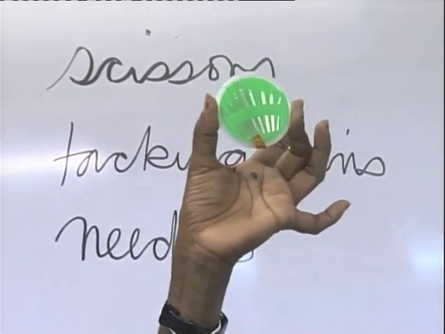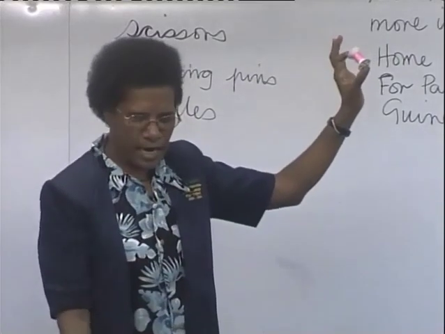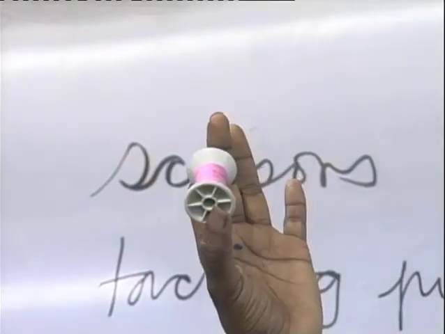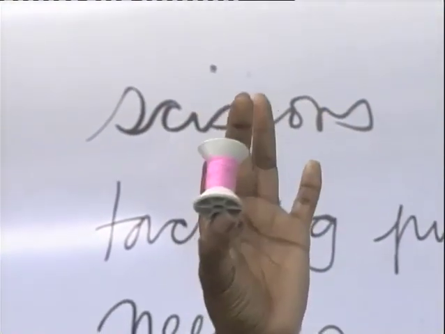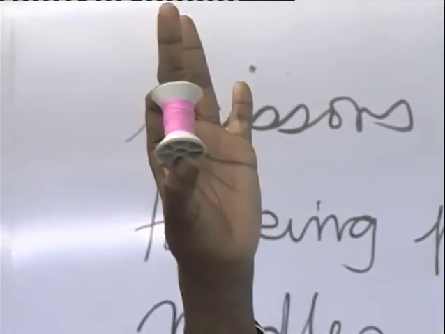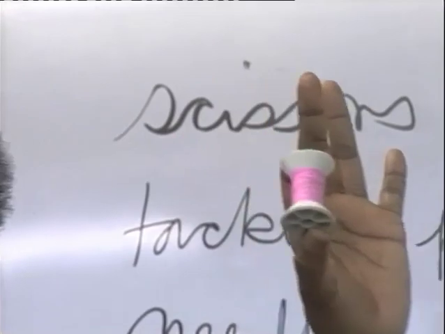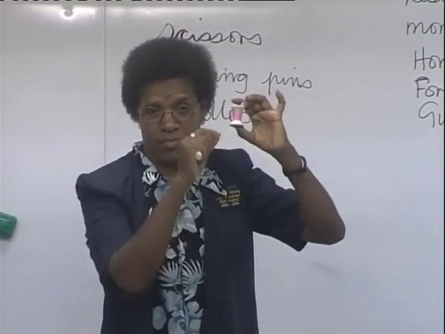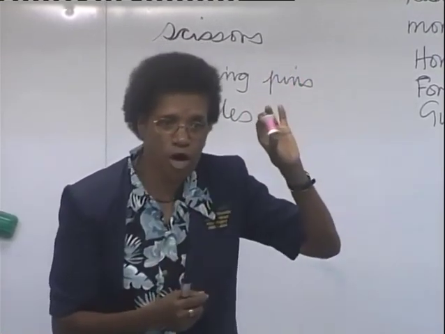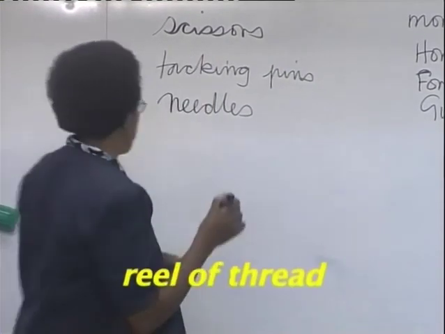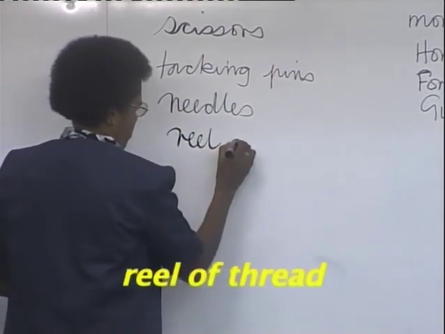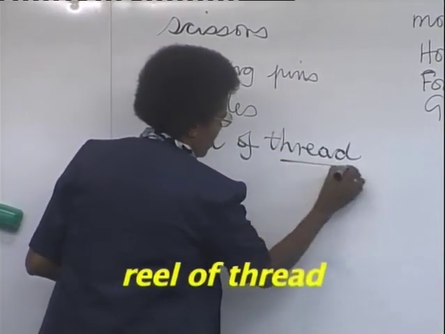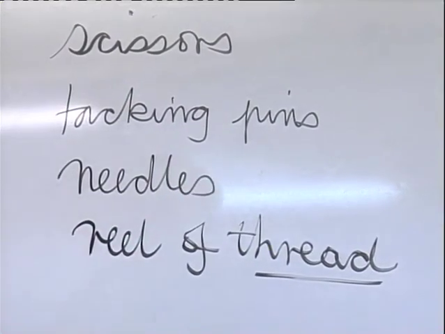Okay, I have the fifth group. The next equipment that is needed in sewing. Fifth group, thread, a reel of thread. Because it's on a reel, it is a thread. It's on the reel, so we say a reel of thread. But actually, it's the thread that's used.